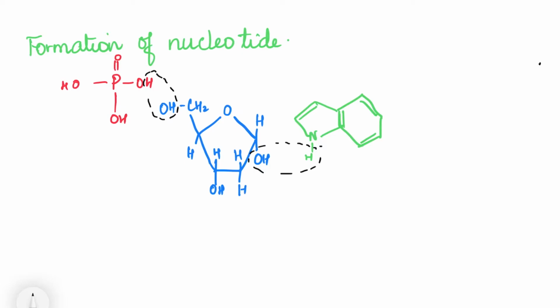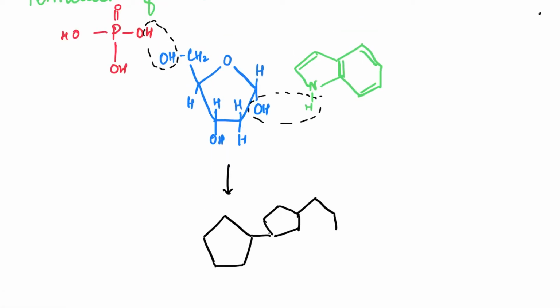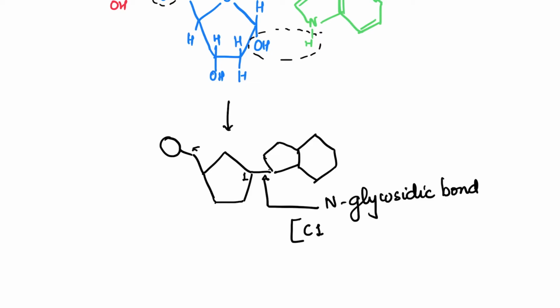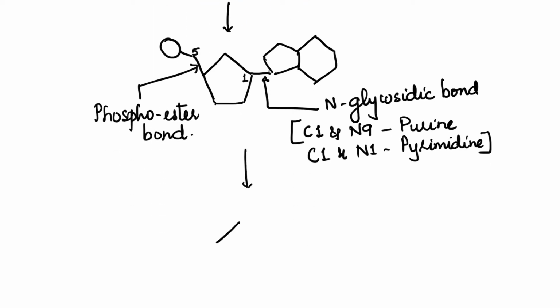So, if we now draw a structure combining these showing the bonds, then the bond between the sugar and the purine or the nitrogenous base is the glycosidic bond, and that glycosidic bond is written as N-glycosidic bond because there is a nitrogen present. It forms a bond between carbon 1 and N9 in the case of purine, and carbon 1 and N1 in the case of pyrimidine. The bond formed between the sugar and the phosphate is called a phosphoester bond. So this makes up the structure of a nucleotide.